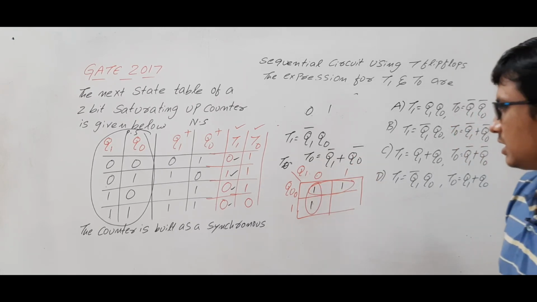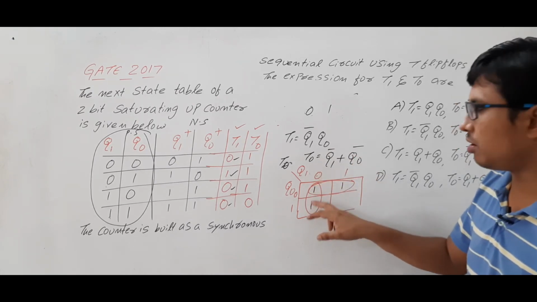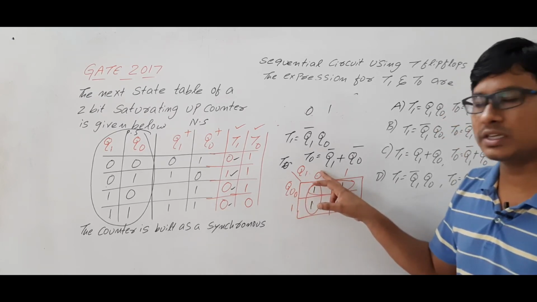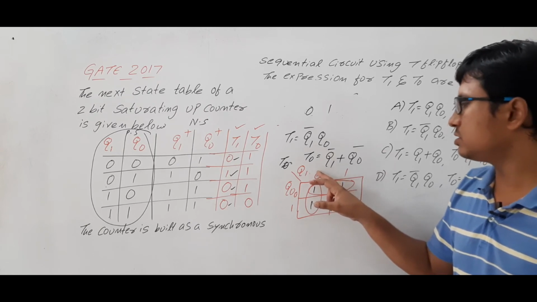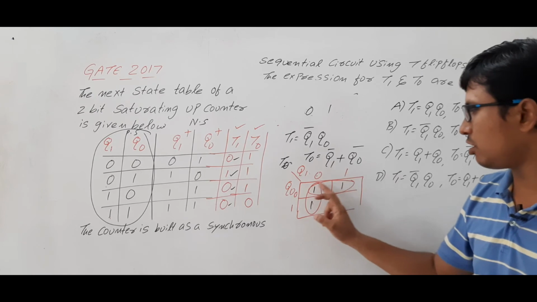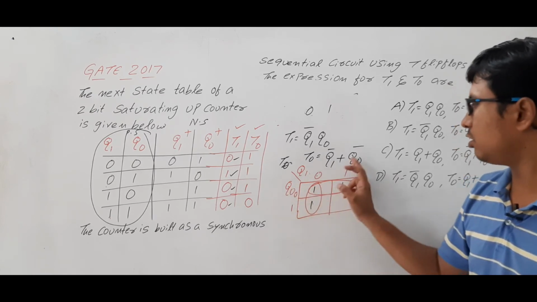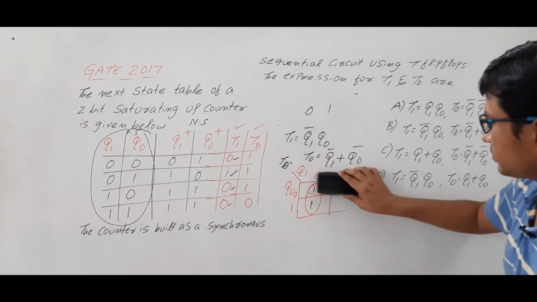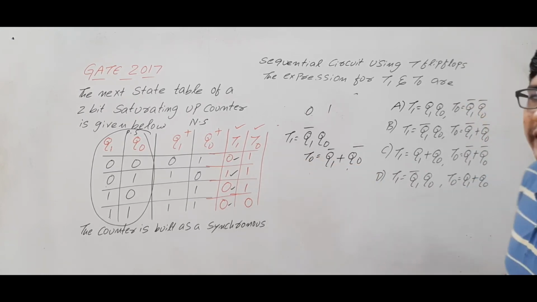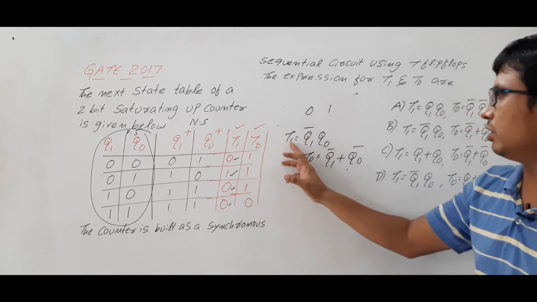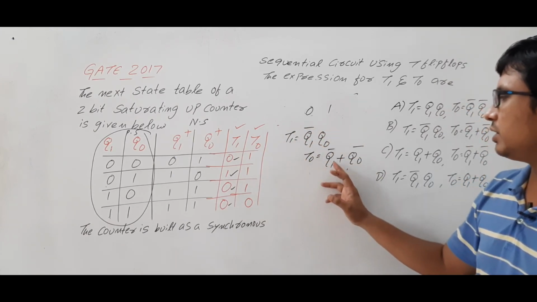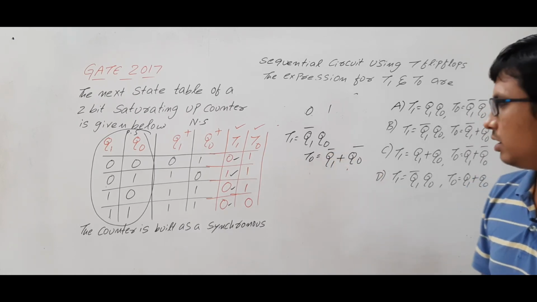Are you able to understand? Here we got the 0 as common. From the row side nothing is common because this is 0, this is 1. So column side you have the common which is 0, so q1's complement. Similarly here column side nothing is common, row side the q0's complement is common. So let me erase this k map and you tell me what are the simplified expressions we got for t1 and t0. t1 we got q1's complement and q0. t0 is equal to q1's complement or q0's complement.